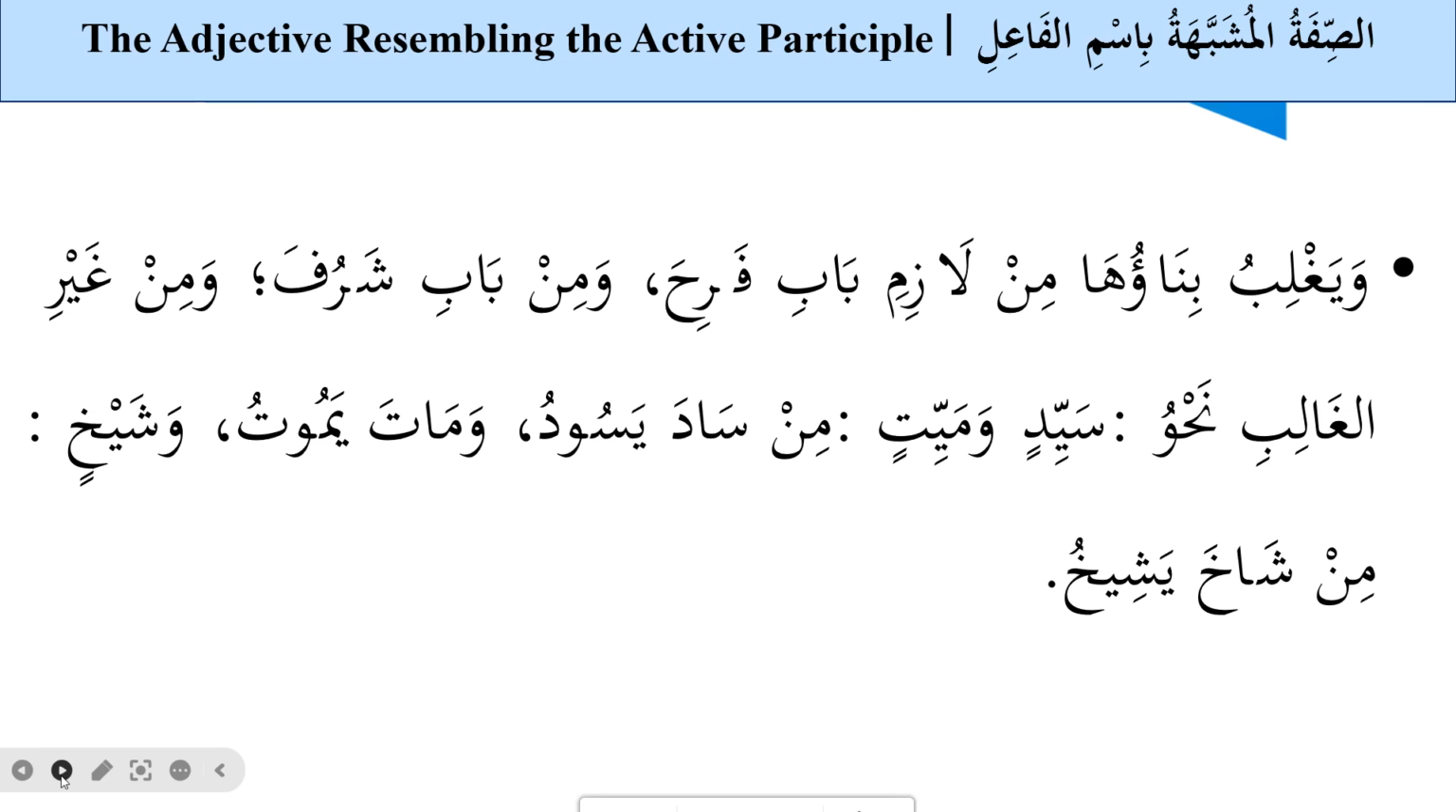And sometimes they are also derived from other things aside from these two verbs. Like Sayyid. Sayyid was derived from Sada, and Mayyit was derived from Mata. Also, Sheikh is derived from Shakha, so they are not from Fariha and Sharufa. But most of the time they are derived from Fariha and Sharufa. Just at some rare or uncommon times, they can also be derived from other verbs aside from Fariha and Sharufa.